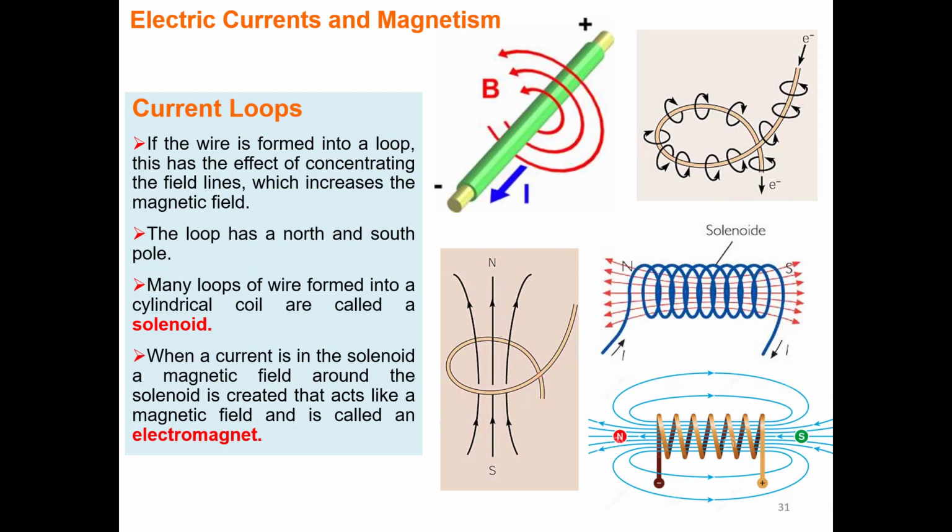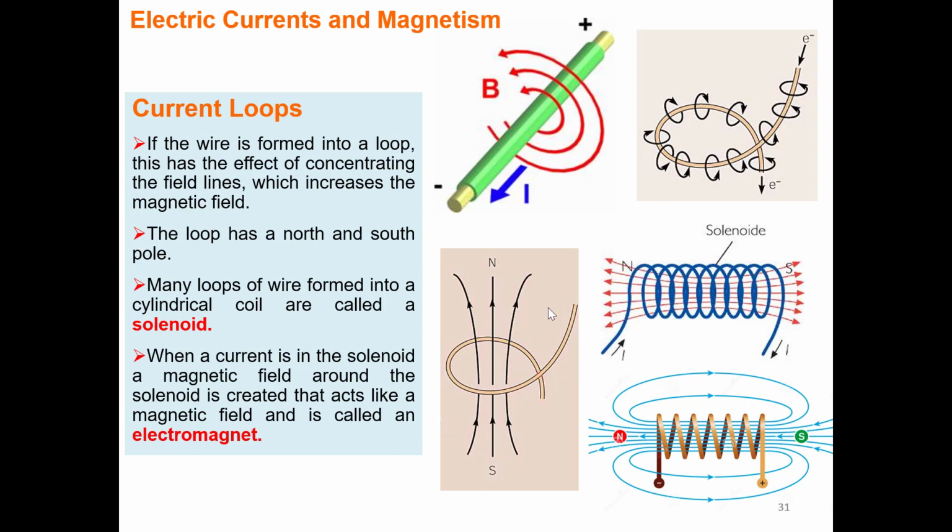Later, scientists observed that when the wire was formed into a loop, like this one, the lines of the magnetic field concentrate, and then you had a large magnetic field.